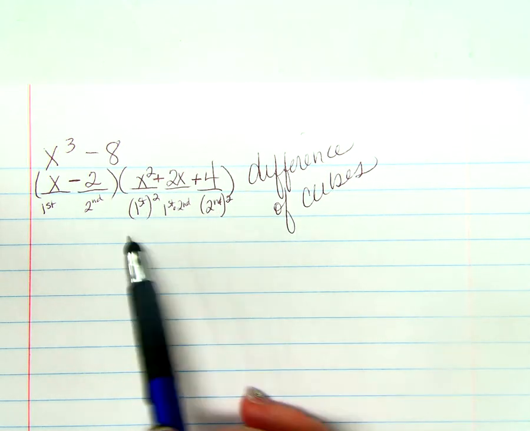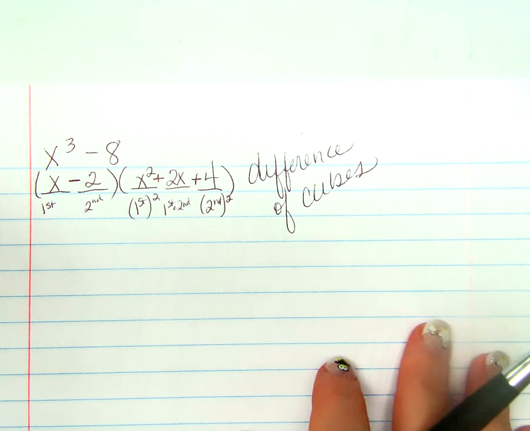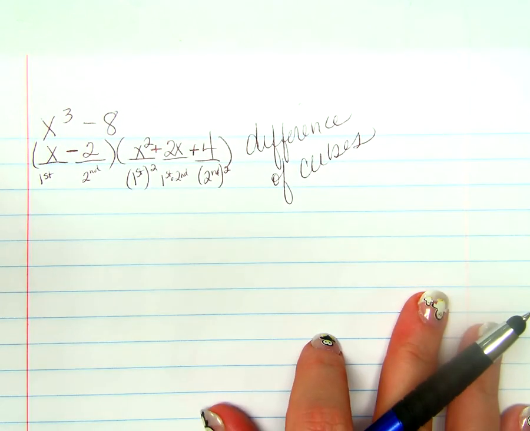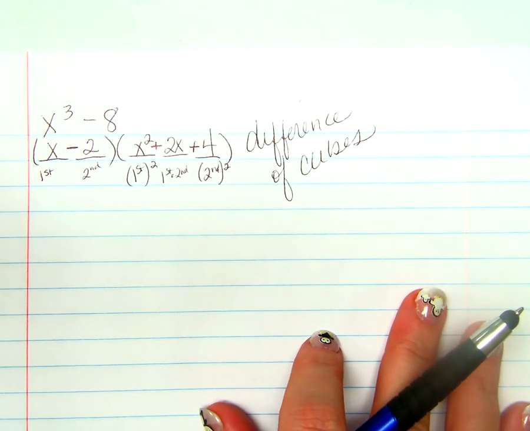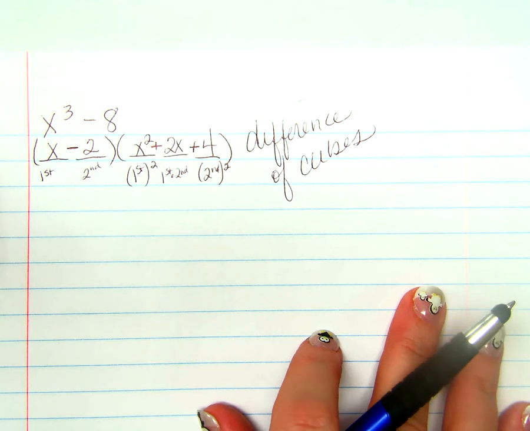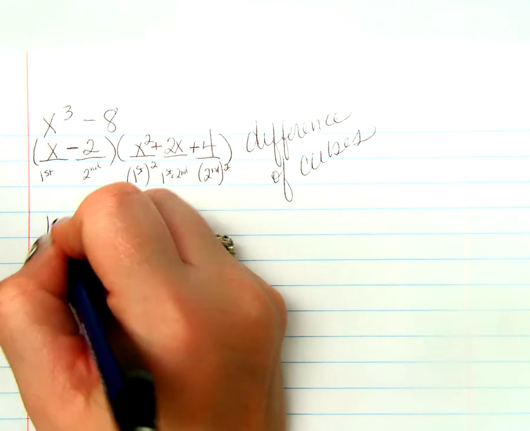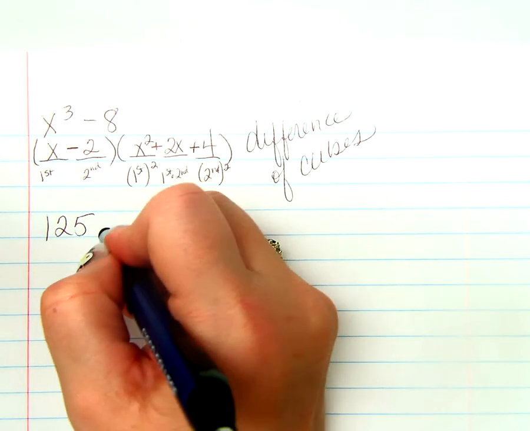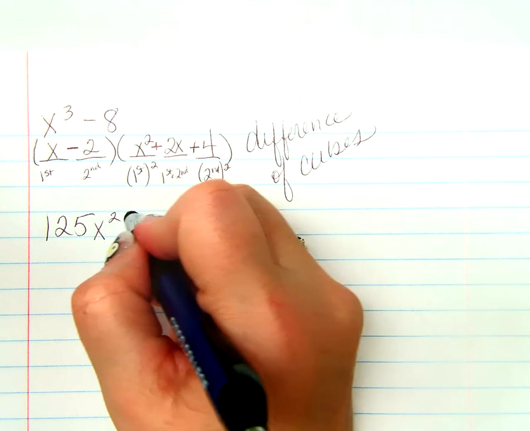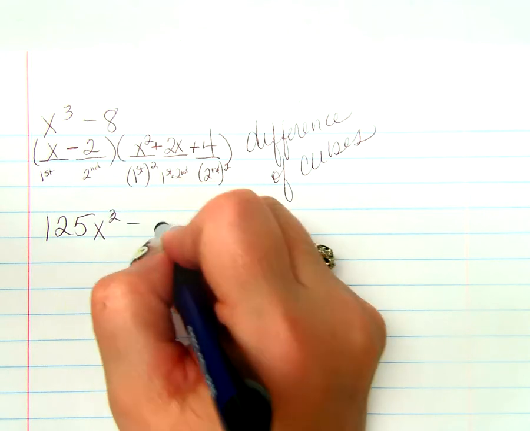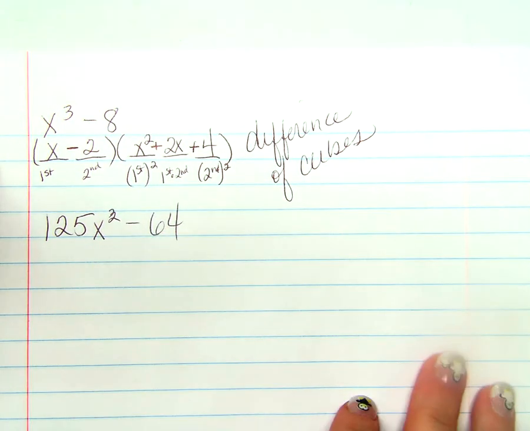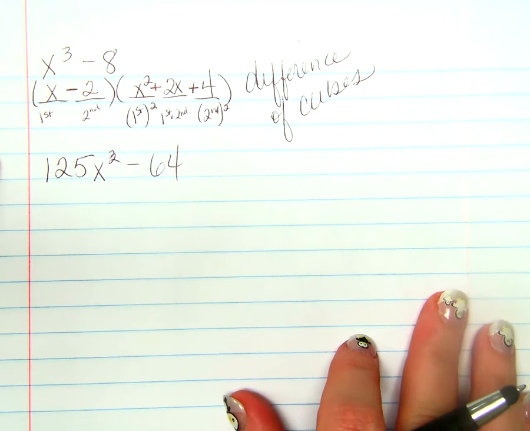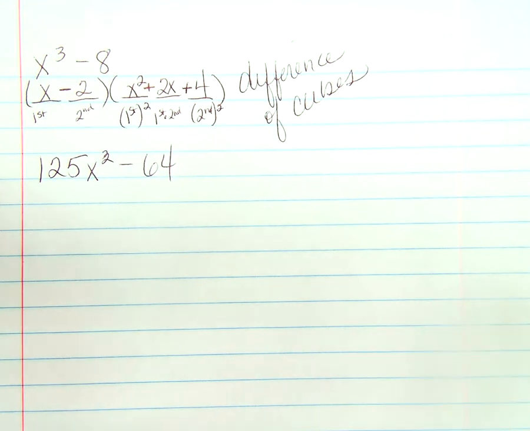Is this an easy pattern to figure out? Then how about if we skip all the easy pansy problems and go right to one that's not so pansy-ish? You up for the challenge? Yes, I am up for the challenge, for the record. So let's do this problem. 125x cubed minus 64.